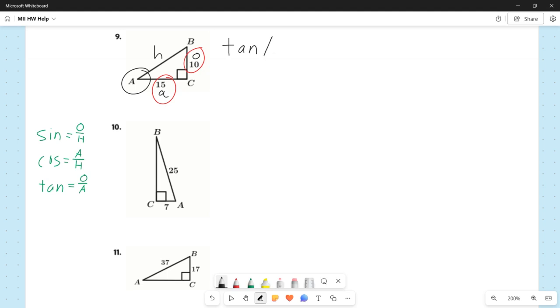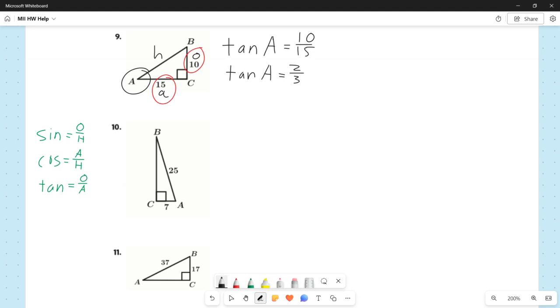So the tangent of angle A is going to be opposite over adjacent. Opposite is 10, and adjacent is 15. We don't have to reduce our fraction, but we can. Our GCF here is 5, so this reduces to 2/3. Again, not strictly necessary, but also not a bad idea. So tangent of A is 2/3.